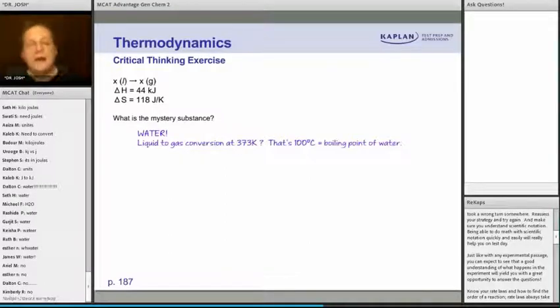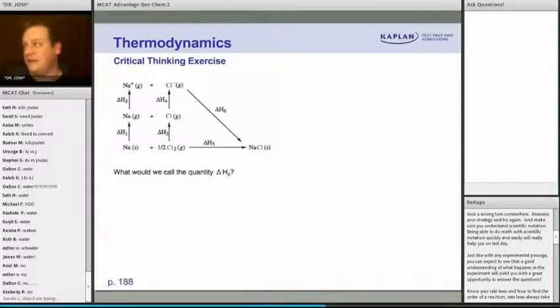So note, is the MCAT going to require us to memorize a bunch of random boiling points? No. Water tends to be the one constant that we've got to know things about. Boiling point of water, 100 degrees Celsius. Freezing point of water, 0 degrees Celsius, and things like that. And being able to convert over as well, right? Keep that in mind.